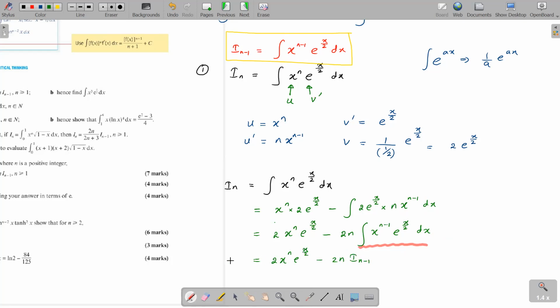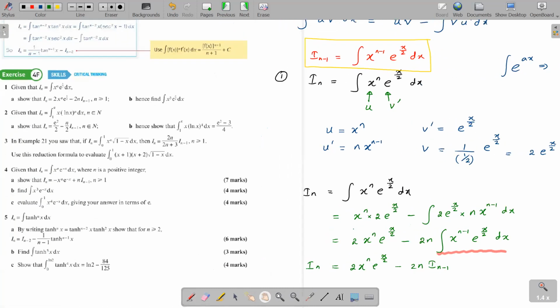I_n = I_{n-1}. And this is to show that I_n equals 2x^n e^(x/2) minus 2n I_{n-1}, for all n values greater than or equal to 1. Do you see that we get this?